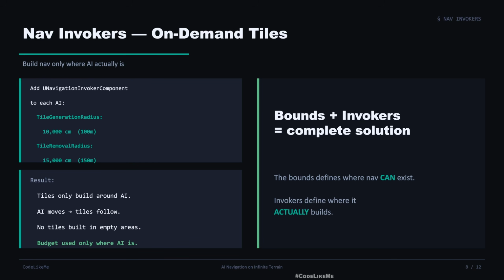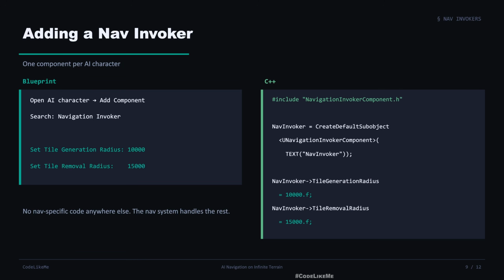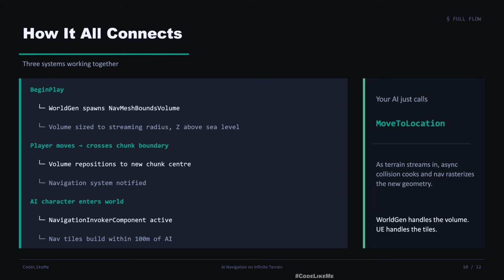So yeah, if you are not familiar with Nav Invokers, unlike the static nav mesh generation, Nav Invokers generate navigation mesh only around them on demand. So NavMesh is not generated for the whole world at once, which is the usual solution for open world games, depending on the size of the world. So yeah, this is how it all works.